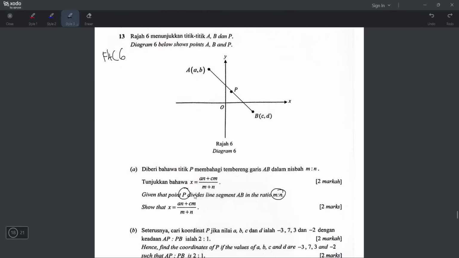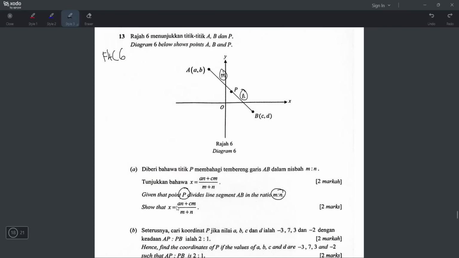How do I know they are collinear? Because they say P divides line segment AB. It means P divides AB in the ratio m:n. It means here is m, here is n. Read one more time: P divides AB in ratio m:n. Makes sense. Okay, next one.